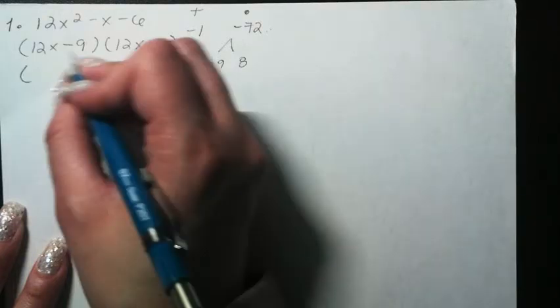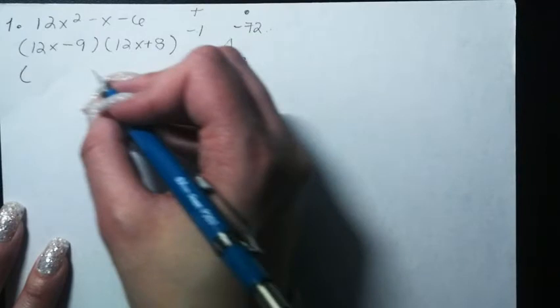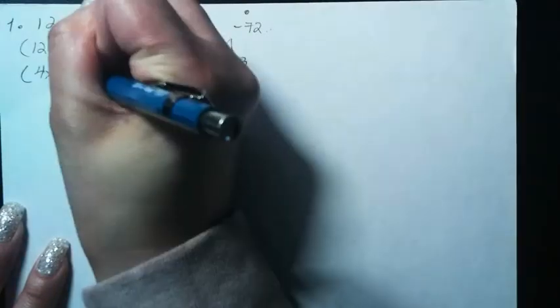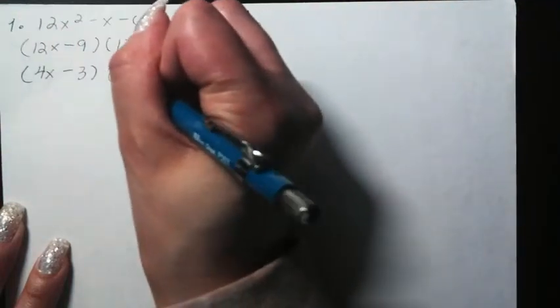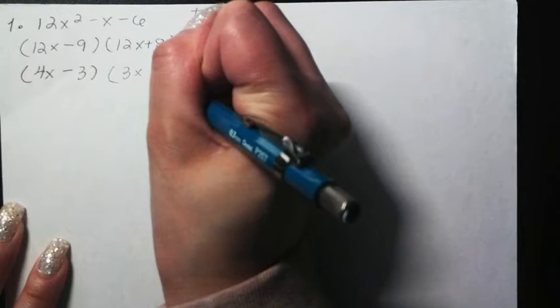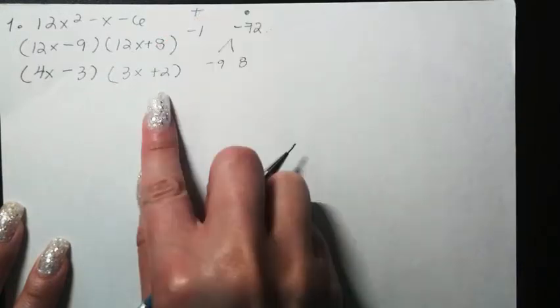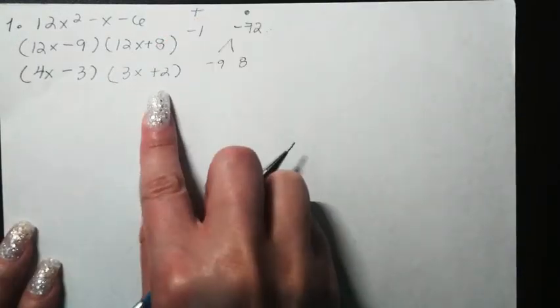To simplify this equation, I would divide by 3, so you would have 4x minus 3, and this one I would divide by 4, having 3x plus 2, and that's as much as you can factor. Okay, let's move on to number 2.